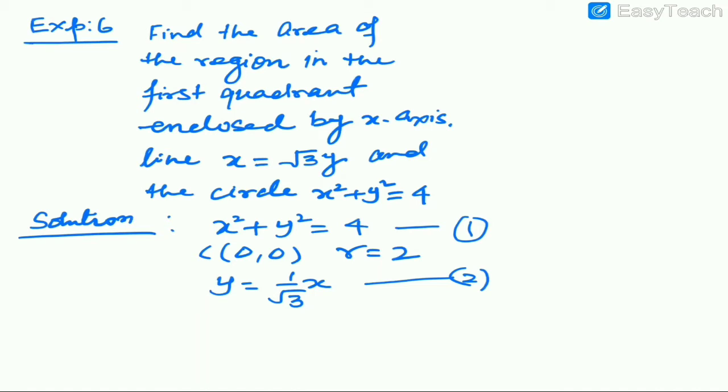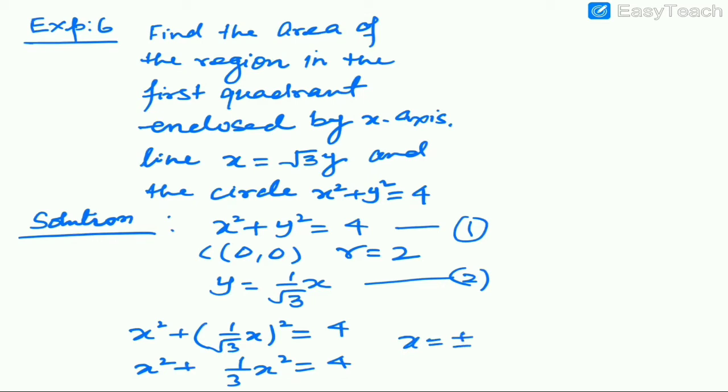This is the second equation. So in the first step we have to find the intersection of the circle and the line. By putting the value of y equal to 1 upon root 3 x in equation 1, we have x square plus (1 by root 3 x) whole square equal to 4. So we have x square plus 1 upon 3 x square equal to 4. After simplifying we get x equal to plus minus root 3 and the corresponding value of y is plus minus 1. So the points are (root 3, 1) and (minus root 3, minus 1).